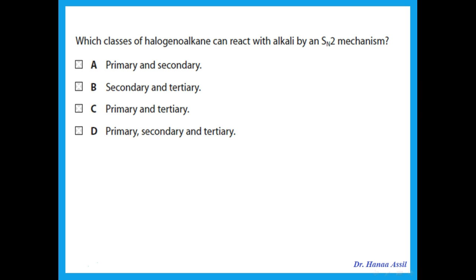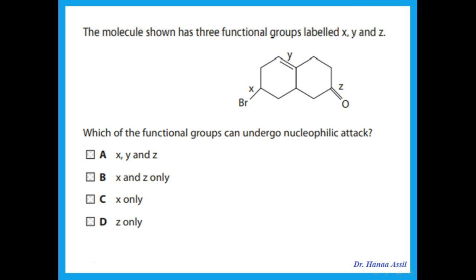Okay, let's take a look at these questions. First of all, which classes of halogenoalkane can react by SN2? We said SN2 reacts with primary or secondary alkyl halides or halogenoalkanes. The molecule shown has 3 functional groups. Which of the functional groups can undergo nucleophilic addition? Do you remember which of these does nucleophilic attack? Remember that if I have a carbonyl, which is Z, yes, I can have nucleophilic attack. And if I have a halogenoalkane, we just said we can have a nucleophilic attack. But remember that double bonds, like the one at Y, will not do nucleophilic. It does electrophilic reaction.